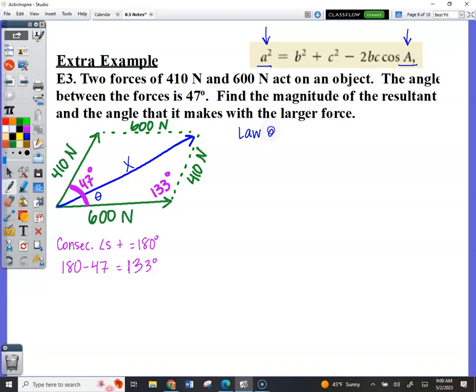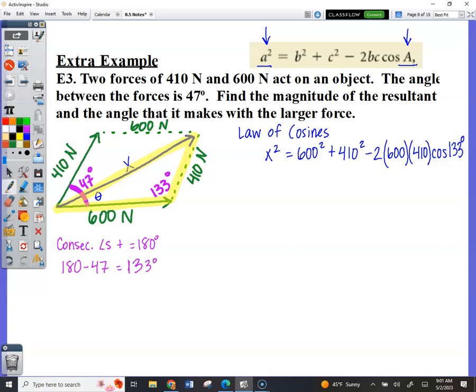So now I can plug everything in. I'm going to make a note that we're using law of cosines. All right, so x squared equals, I'm focusing my attention on just this triangle. That's where my attention is. So x squared equals the two sides that we know, squared, minus 2 times the sides, times cosine of the angle that's opposite of the side I'm trying to find.